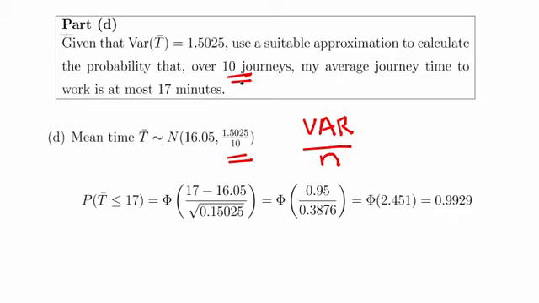Okay, so that is our variance. What we need is the square root of that. Okay, and the square root of that seems to be, using our calculator, 0.3876. So our z-score works out to be 2.451 or 2.45, and when we look that up in our tables, we should get a number close to 0.9929.